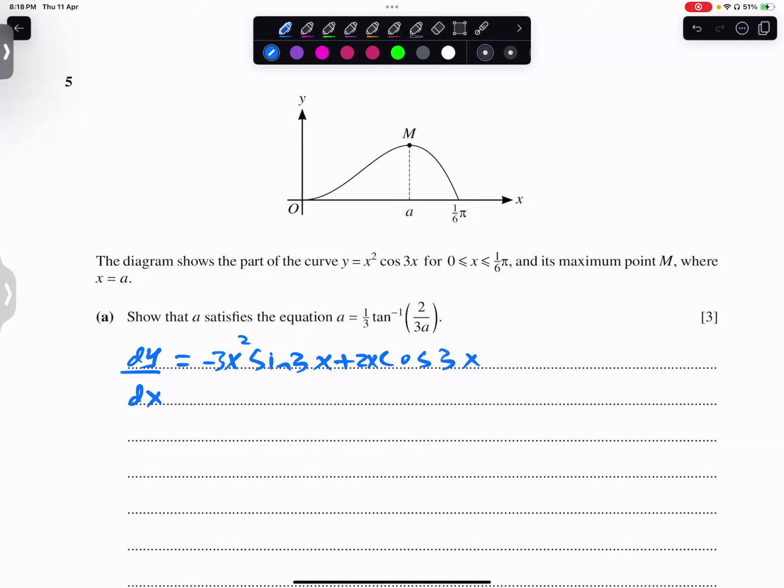Now put it equal to 0, but at what? At x is equal to a. At x is equal to a, its gradient will be 0. So let's write minus 3a square sine 3a plus 2a cos 3a.